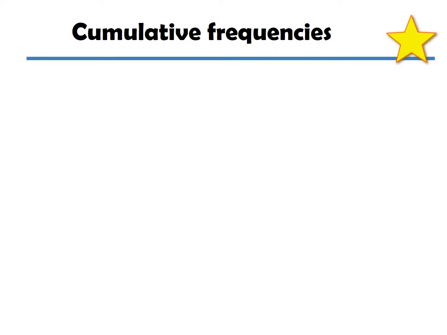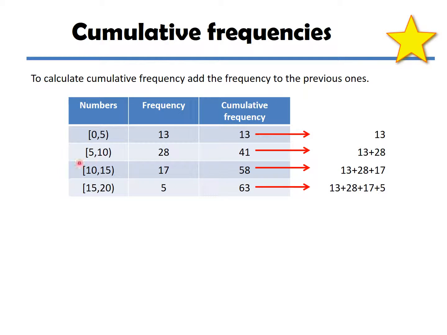Cumulative frequency curves basically rely on the concept of cumulative frequencies. Let's understand what a cumulative frequency is. So for example, if I have these intervals over here, from 0 to 5 there's 13, from 5 to 10 there's 28, from 10 to 15 there's 17, I can do the cumulative frequencies.